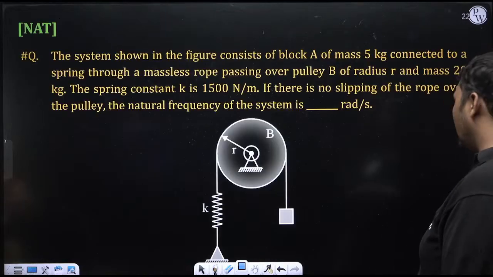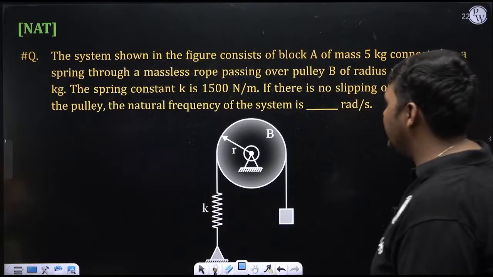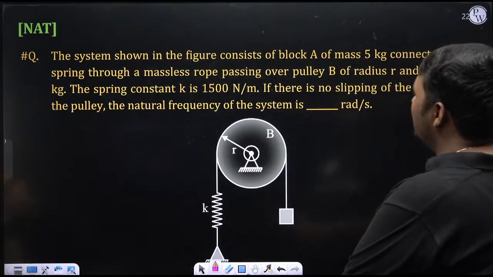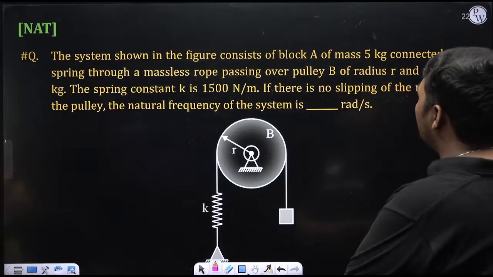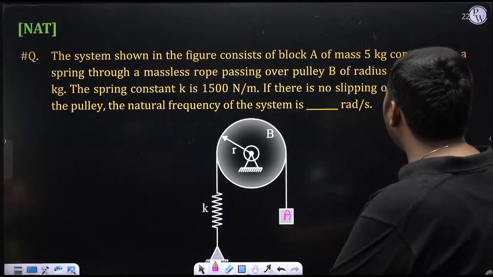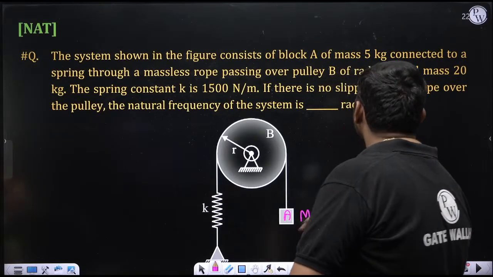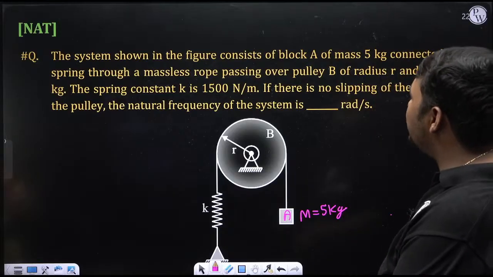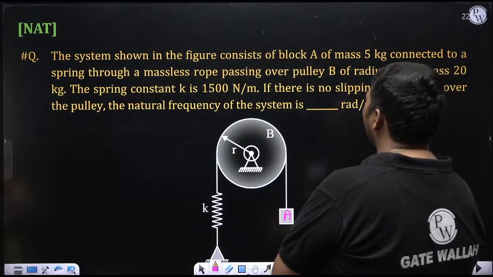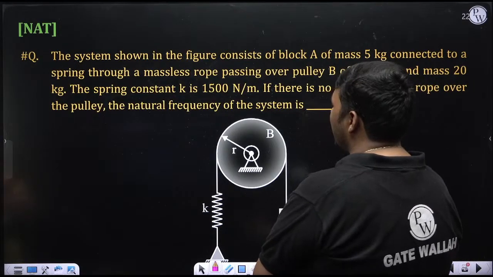Now I am discussing one more question, and in this question I am using the energy method. See, the system shown in the figure consists of block A. Actually it is a typing error, it is A, of mass 5 kg. Suppose the mass of the block is m, which is 5 kg, connected to a spring through a massless rope. This rope is massless, passing over a pulley P, this pulley is B, of radius r and mass 20 kg.